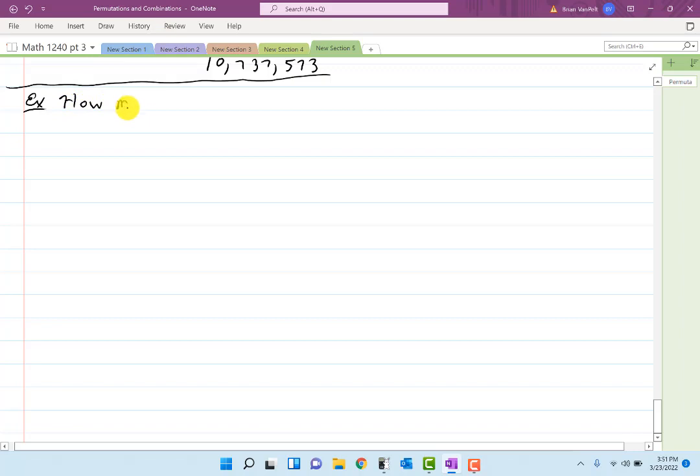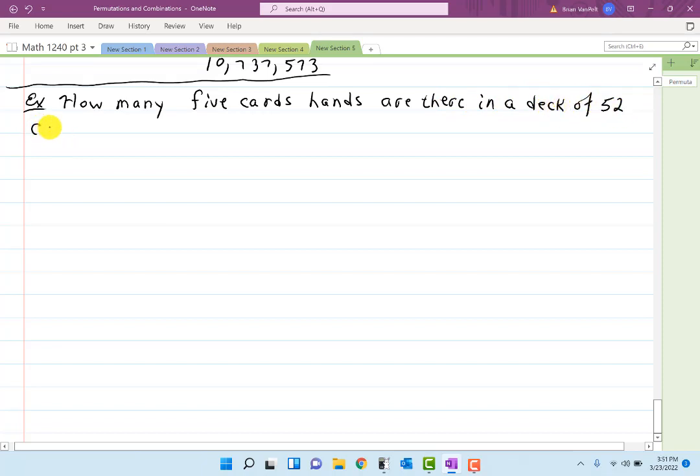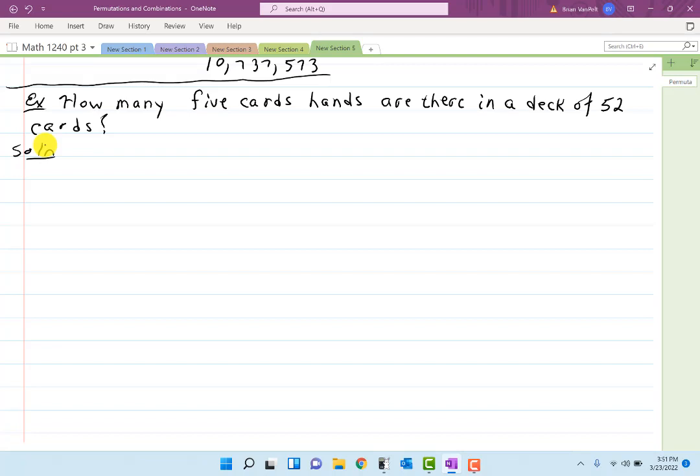How many 5-card hands are there in a deck of 52 cards? So once again, order is not indicated here. When you receive your cards, if you're playing poker and they give you 5 cards, the order doesn't matter to you. In fact, you're probably going to rearrange them in the way that's most enjoyable to yourself after you get them anyways. So order is not important.